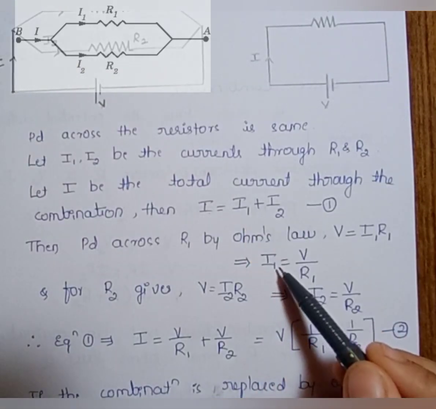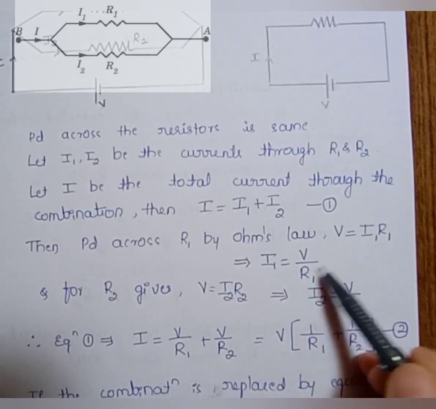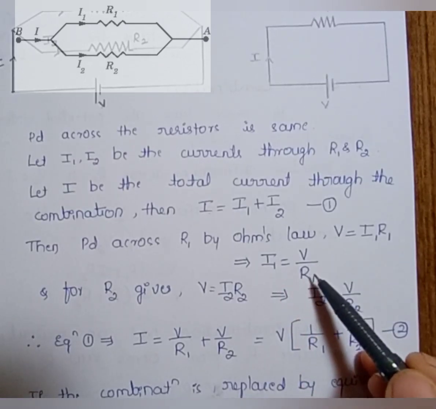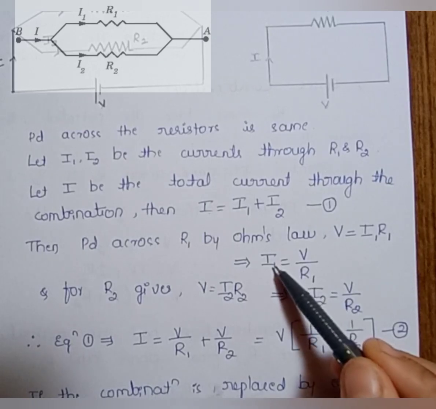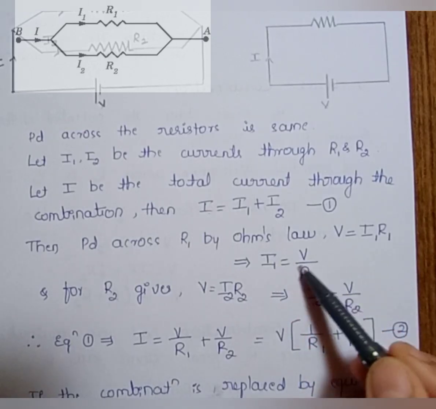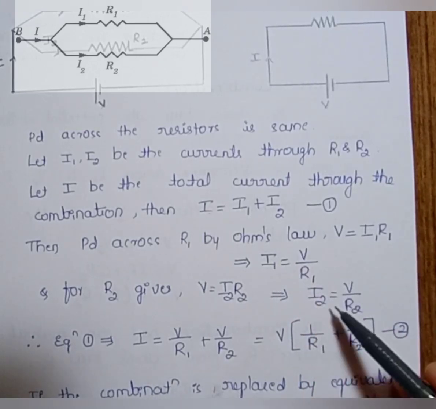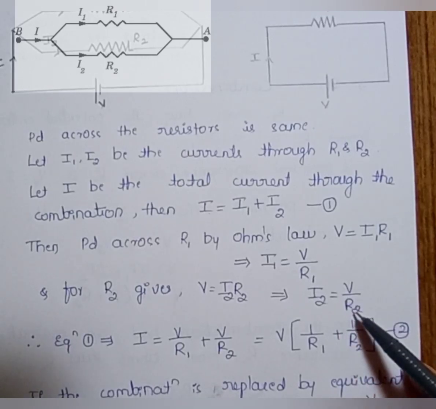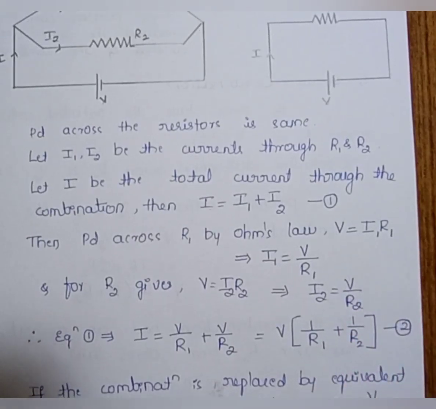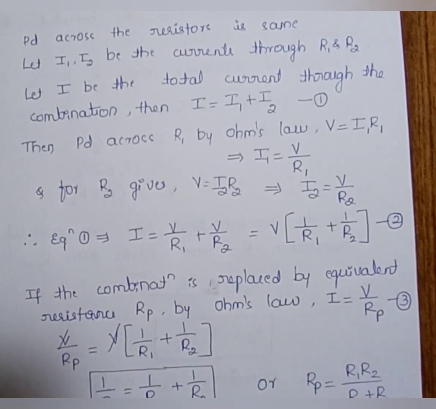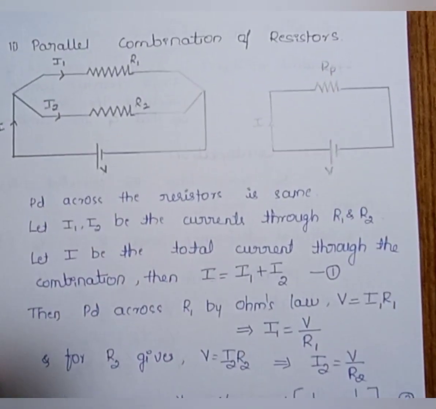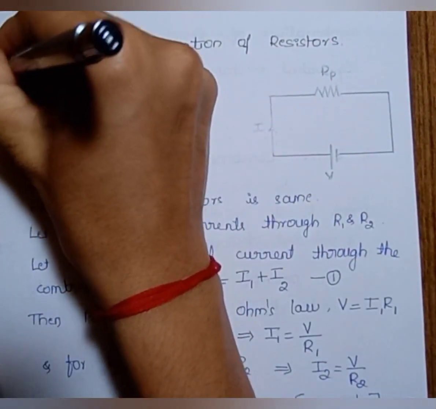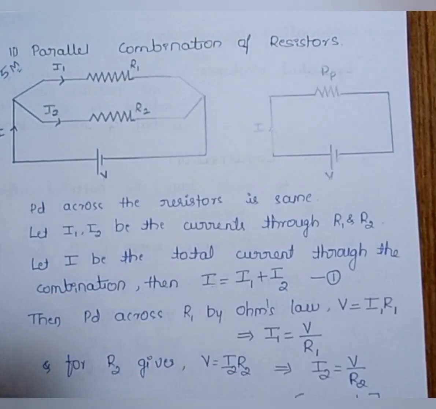The current through any resistor is inversely proportional to the resistance of the resistor. See here, I1 is inversely proportional to the value of R1 and I2 is inversely proportional to the value of R2. Here the effective resistance Rp is always less than the least resistance in the combination. So this derivation carries 5 marks in the examination.